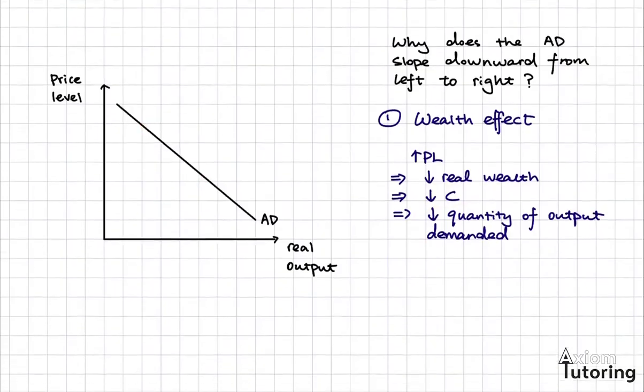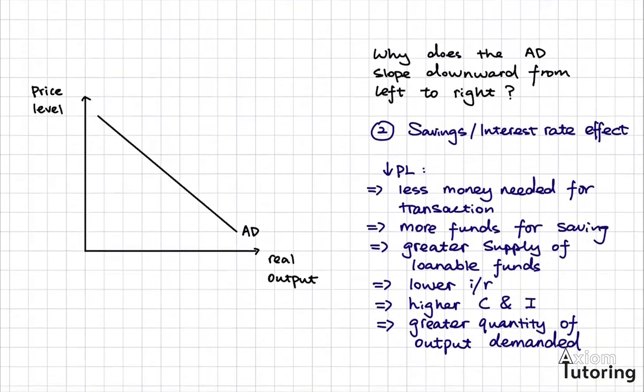Now, let's come to the savings and interest rate effect. Now suppose that the general price level has fallen, and households and firms need less money to pay for their everyday transactions. For example, if the average shopping basket becomes cheaper, households do not need to keep as much money available in their current account. They may therefore place more money into their savings account or other financial assets. And this increases the supply of loanable funds being made available to banks and financial institutions.